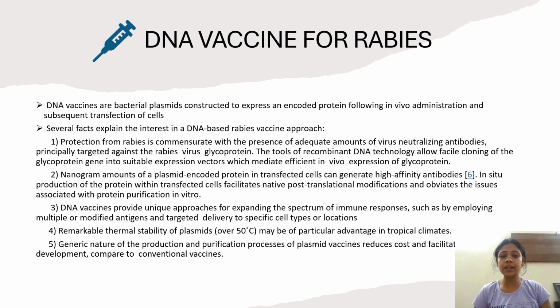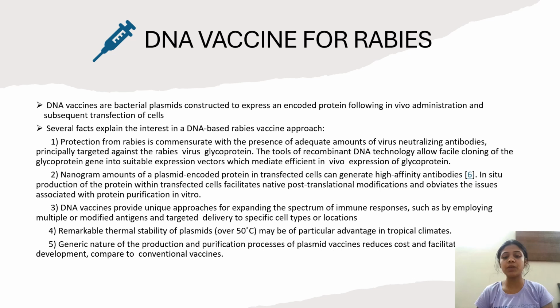Shall we discuss the DNA vaccine for rabies? DNA vaccines are bacterial plasmids constructed to express an encoded protein following in vivo administration and the subsequent transfection of the cells. There are several facts explaining the interest in a DNA-based rabies vaccine approach. The first one is that protection from rabies is commensurate with the presence of adequate amounts of virus neutralizing antibodies, principally targeted against the rabies virus glycoprotein.